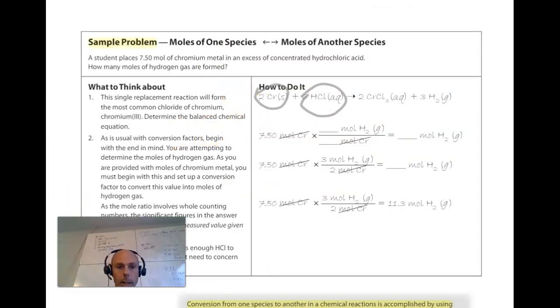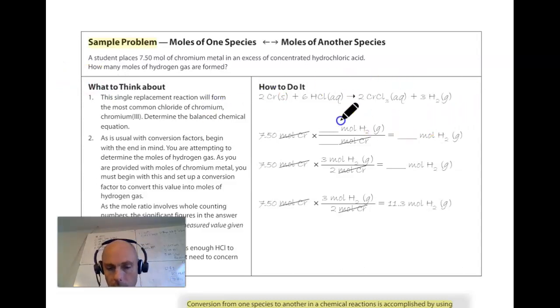So I flipped my page. I'm on page 242 of the ebook, and I apologize, I didn't mention when I started this lecture what page we were on, which was 241 a moment ago. So I'm looking at the sample problem at the top of this page, which says that a student places 7.5 moles of chromium metal in an excess concentrated hydrochloric acid solution. And we're supposed to figure out how many moles of hydrogen gas are formed.